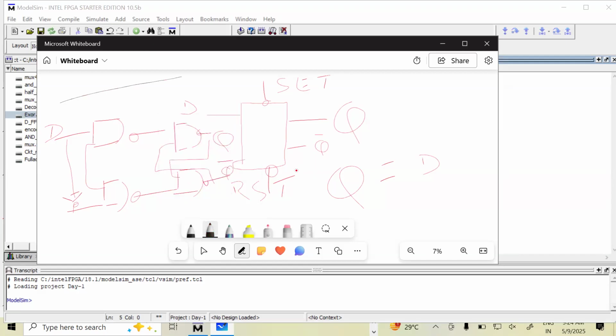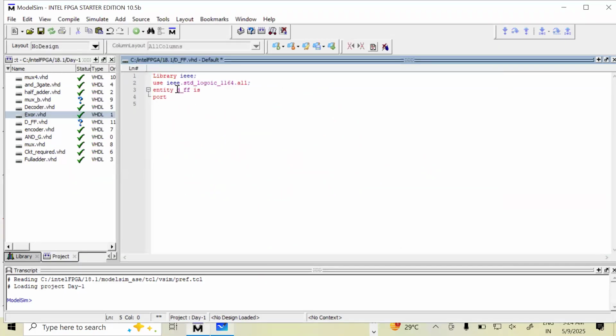This is the circuit you need to design. So let us code this. Entity D flip-flop is port.